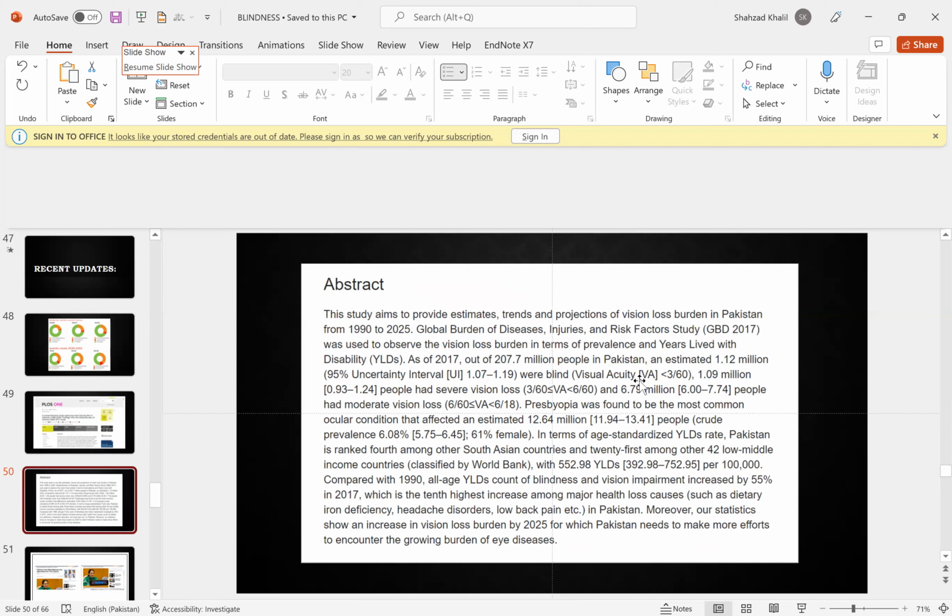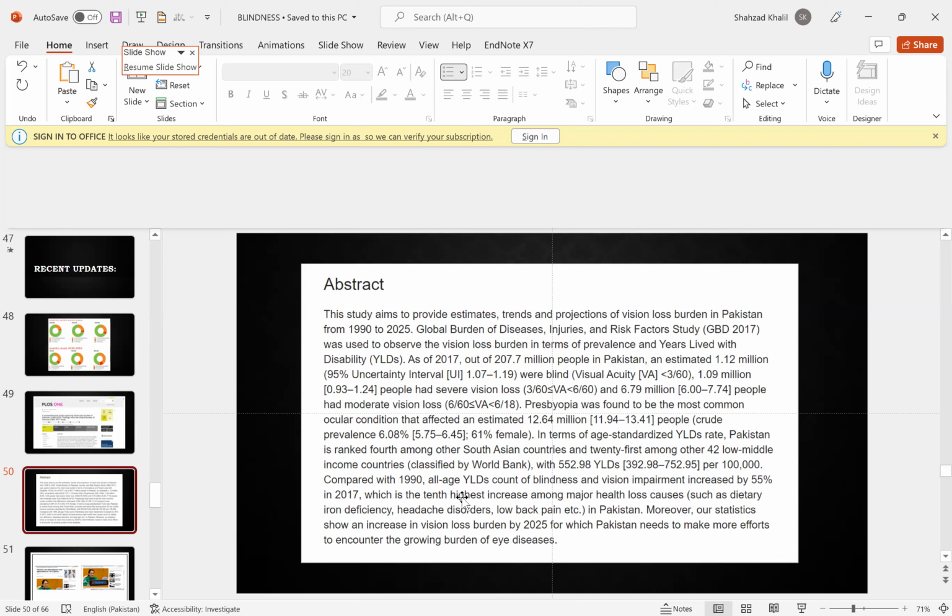And visual acuity were less. People had severe vision loss, and 6.79 million people have moderate vision loss. Presbyopia was found to be the most common ocular condition and affected 12.64 million people in Pakistan. In terms of age-related vision loss rate, Pakistan is ranked 4th among other South Asian countries and 21st among other 42 low-middle income countries.